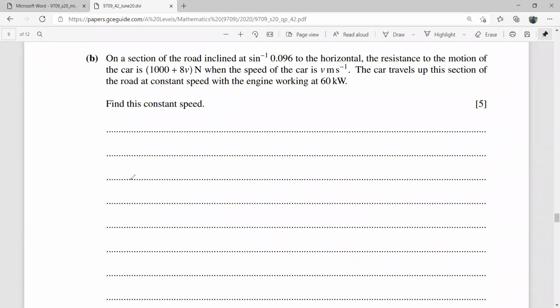Now, this is an inclined road over here, okay? And if you assume that this is your alpha, please try to minimize the use of calculator here. Don't start finding the sine inverse of 0.096. Can I say sine inverse of 0.096 is going to be that angle alpha? And then sine alpha is going to be 0.096.